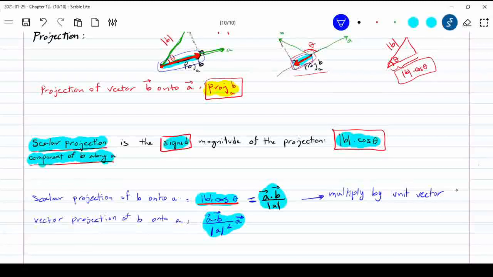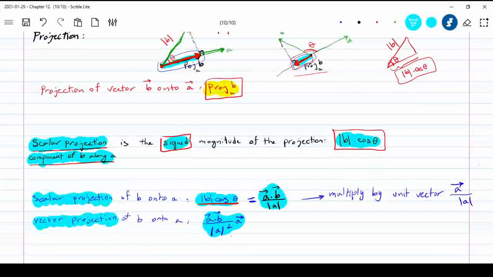And what is that unit vector? Unit vector along A would be A divided by its magnitude. We turn it into a unit vector by doing this. So if you multiply it by that, the denominator becomes magnitude squared. And what you have is A dot B divided by the magnitude squared, multiplied by A. And that gives you the vector projection of B onto A. This is the vector projection of B onto A. The top one was the scalar projection of B onto A.